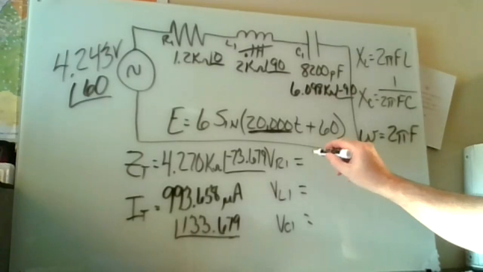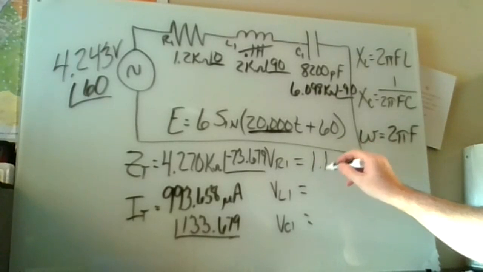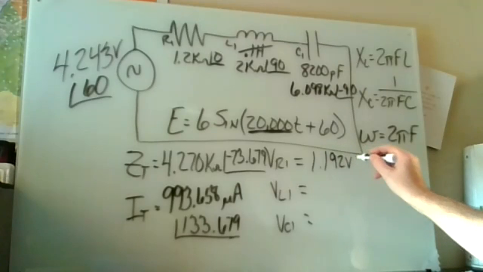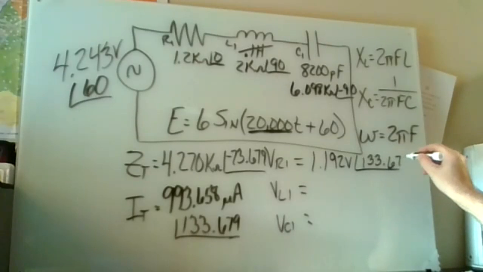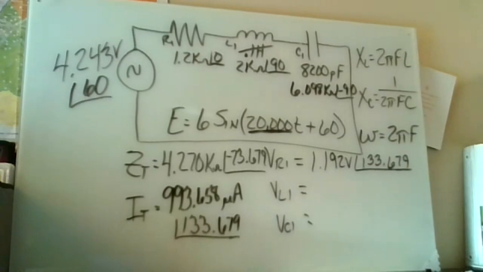So I got 1.192 volts at an angle of 133.679. That's what I got for VR1. Did everybody get something close to that? That's exactly what I got. So if you got exactly that or something very close to that, then you are doing it right. Did anybody not get anything close to that?